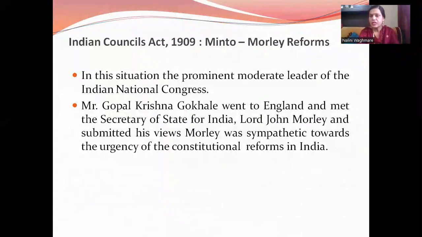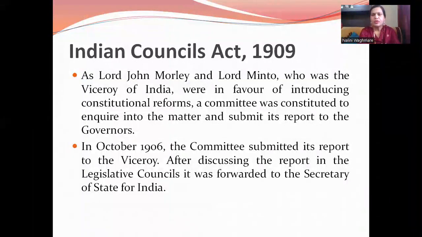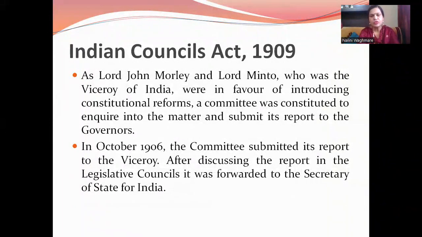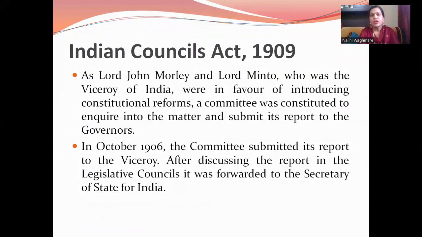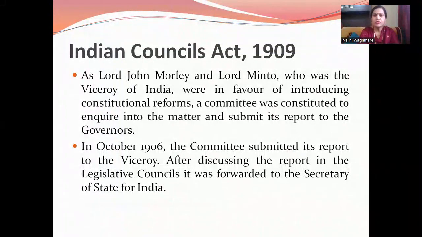Morley was sympathetic towards the urgency of constitutional reforms in India. As Lord John Morley and Lord Minto, who was the Viceroy of India, were in favor of introducing the constitutional reforms, a committee was constituted to inquire into the matter and submit its report to the Governor General. In October 1906, the committee submitted its report to the Viceroy. After discussing the report in the Legislative Council, it was forwarded to the Secretary of State for India.